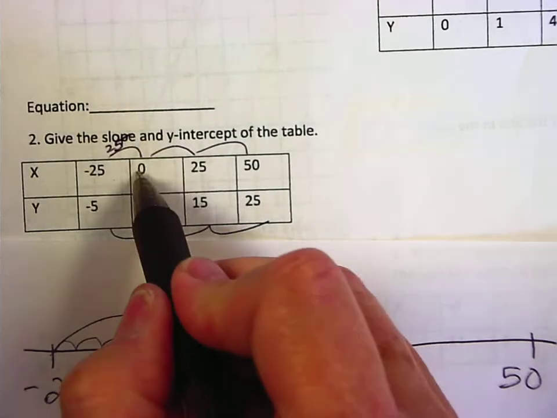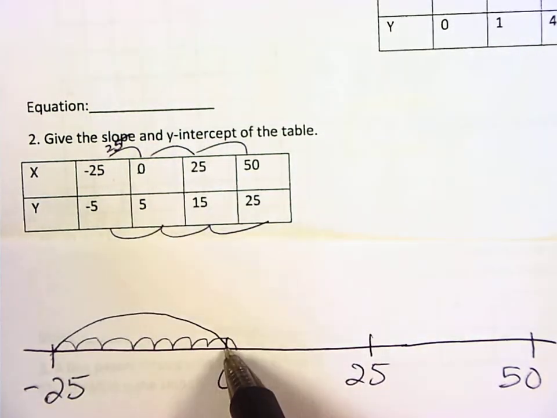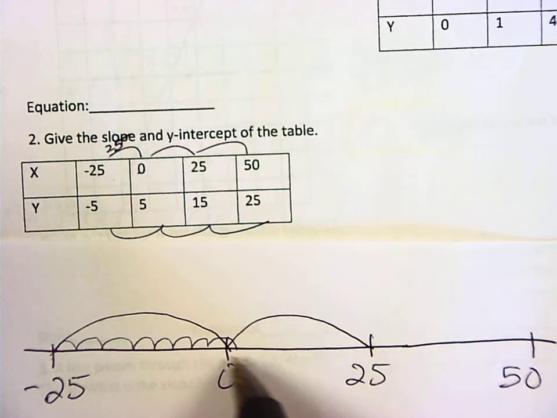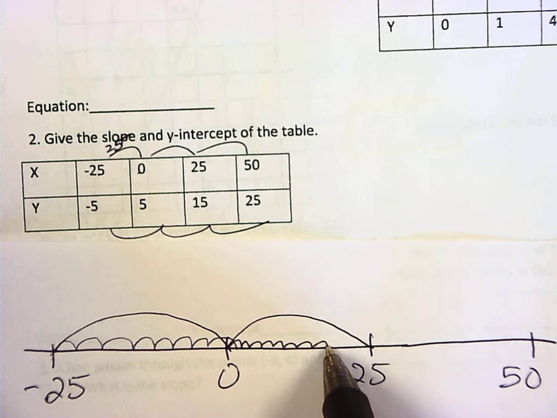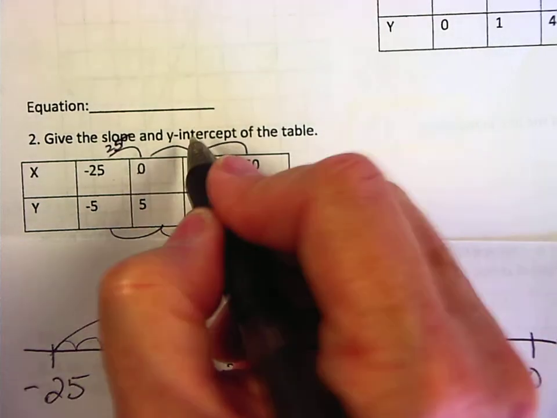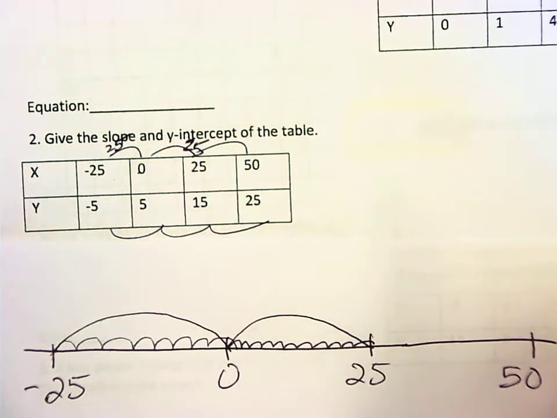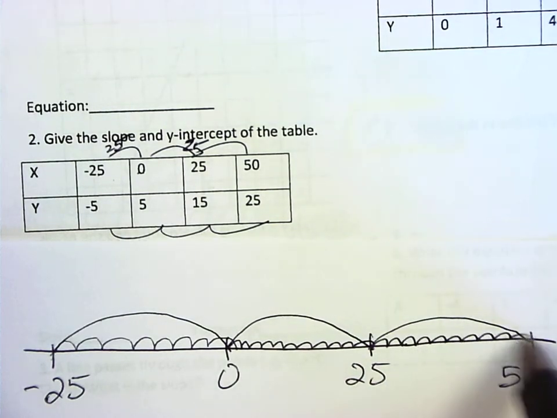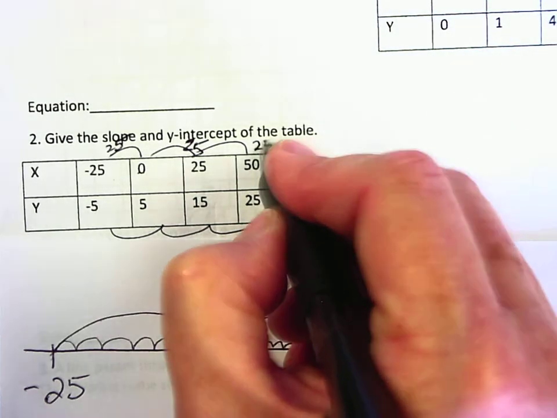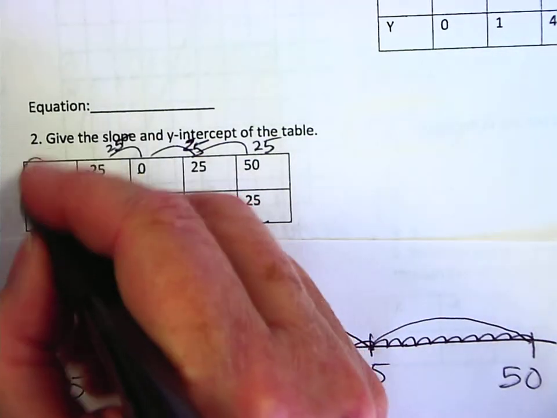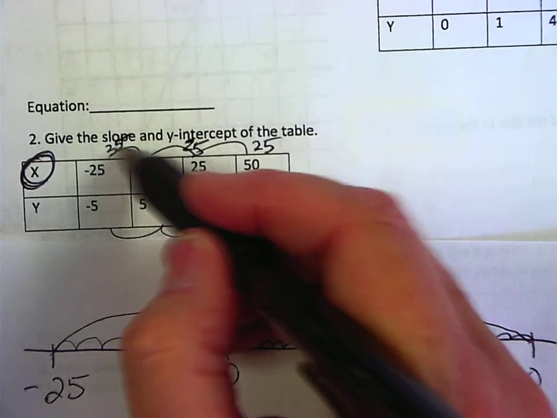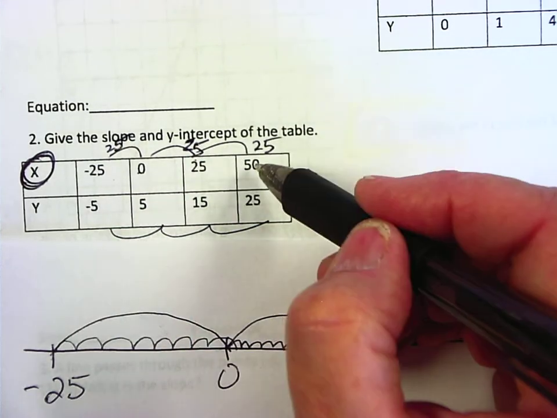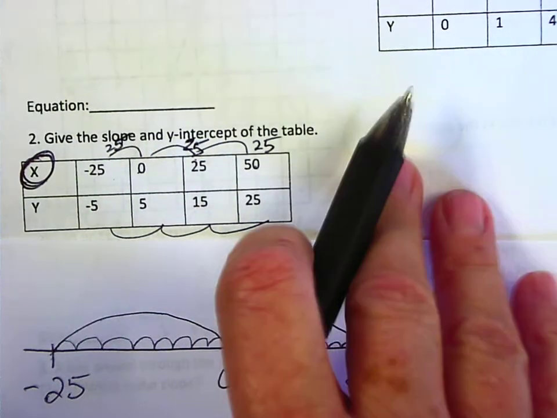Now how about from 0 to 25? If I go from 0 to 25, I'm actually going 25 times, so that's also 25, and I'm going to the right. What about 25 to 50? Well, that's also 25 spaces to the right, so that's a change of 25. These are my change in my x values. This change is 25, this change is 25, and this change is 25.